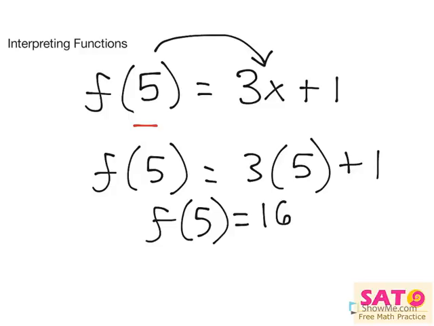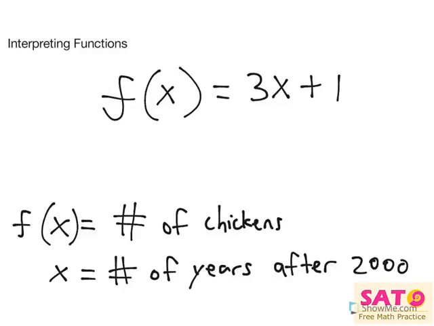And if we want to make these represent real-world problems, we can easily turn this function into a real-world problem by making x and f of x equal something. f of x equals the number of chickens, let's say, on our imaginary farm, and x equals the number of years after the year 2000. So let's think about this. We have x, the number of years, and we have it times 3. That's pretty much a multiplier, right?